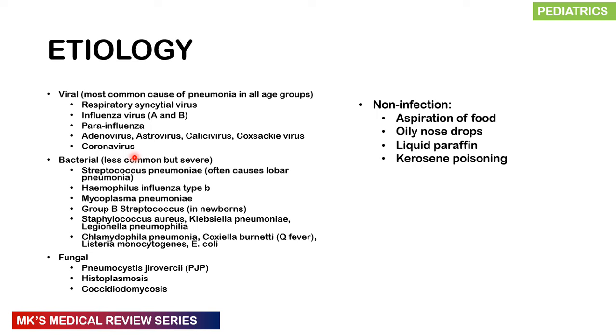It's very difficult to actually distinguish between bacterial type of pneumonia and viral type of pneumonia. You may have causes such as Streptococcus pneumoniae, which is also referred to as pneumococcus. So this one often causes lobar type of pneumonia, affecting the entire lobe. You may have Haemophilus influenzae type B. Please do not confuse influenza virus, which is a virus, with Haemophilus influenzae type B, which is a bacteria.